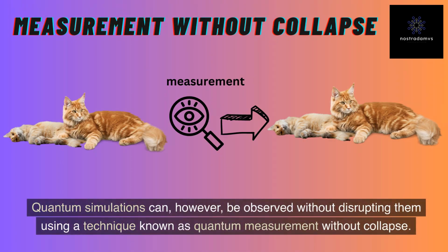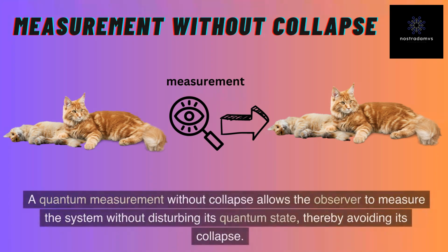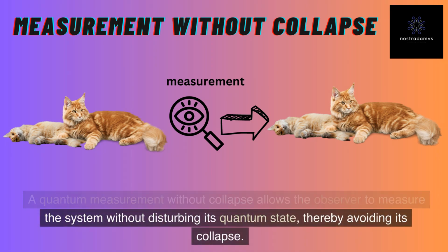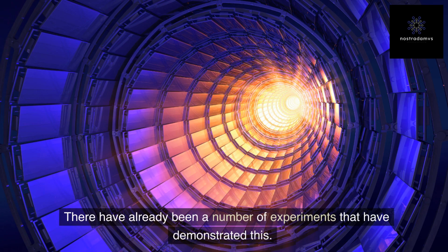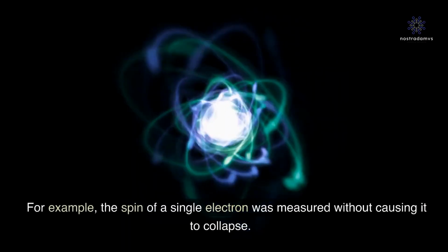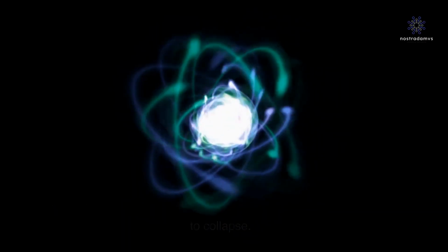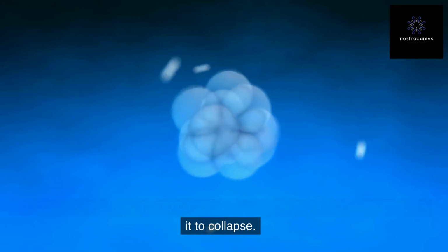Quantum simulations can, however, be observed without disrupting them using a technique known as quantum measurement without collapse. A quantum measurement without collapse allows the observer to measure the system without disturbing its quantum state, thereby avoiding its collapse. There have already been a number of experiments that have demonstrated this. For example, the spin of a single electron was measured without causing it to collapse. Similarly, the position of a single atom has been measured without causing it to collapse.